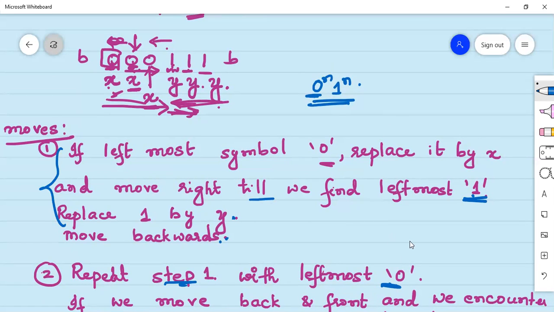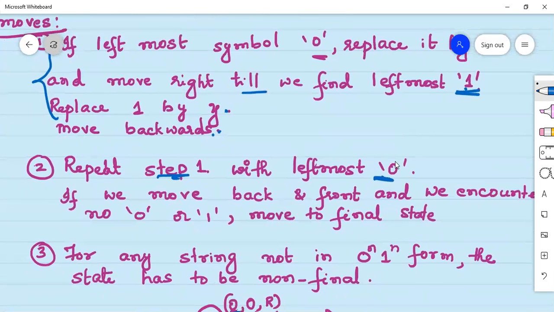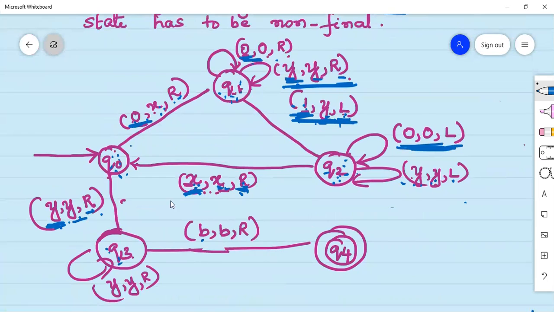Okay. So we are moving back and forth, right? And we'll stop when we have no more zeros or ones. If we have no more zeros and ones and we get a blank, then we move to the final state. And we will not write any transition for more zeros than ones or more ones than zeros. So keeping that in mind, we started with Q0, right?